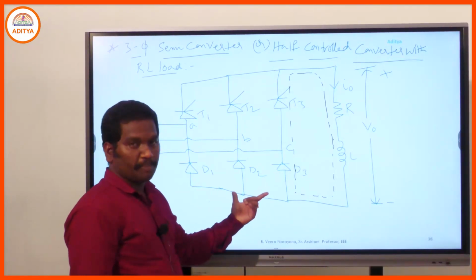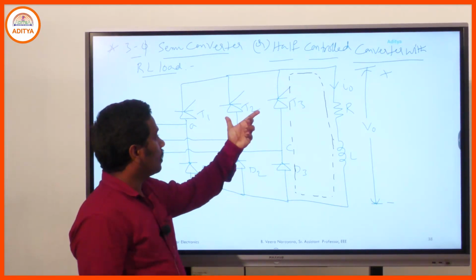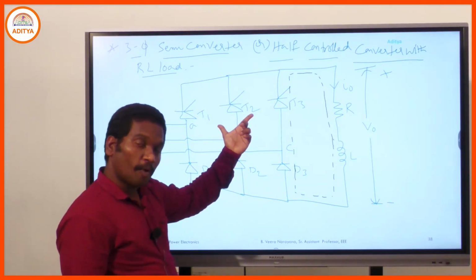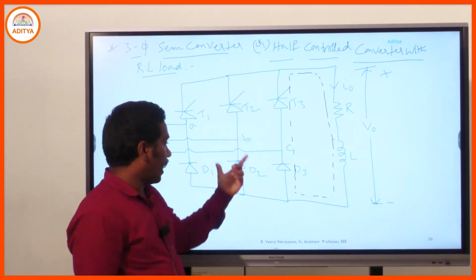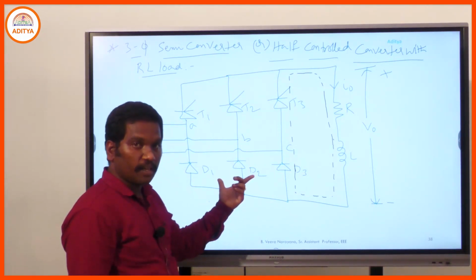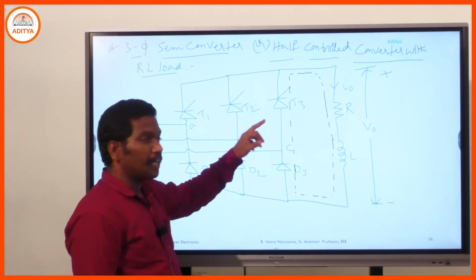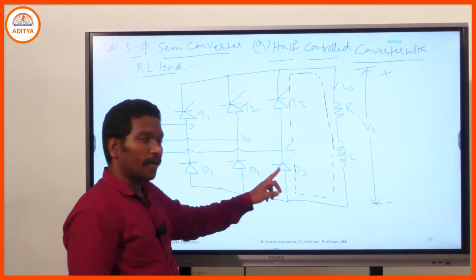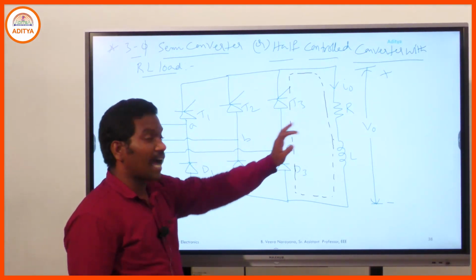This is the circuit diagram representation. Here we have three controllable devices in the positive group or upper group, and in the lower group or negative group three uncontrollable devices are there. Those are numbered as D1, D2 and D3. Here we go with the RL load.